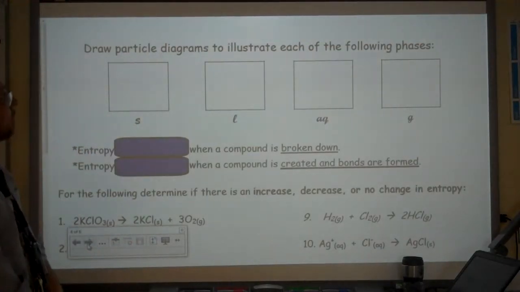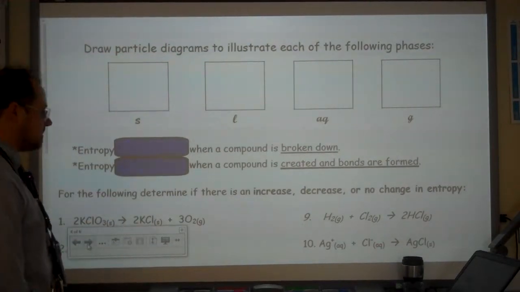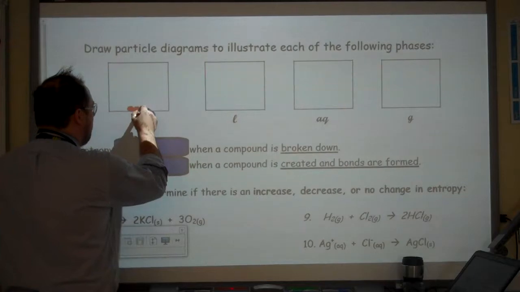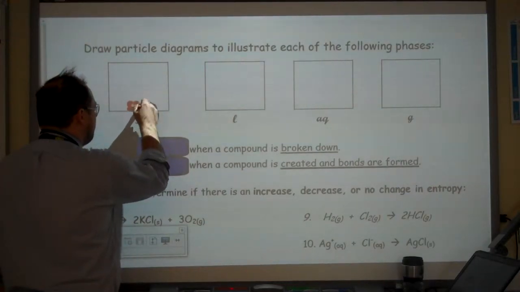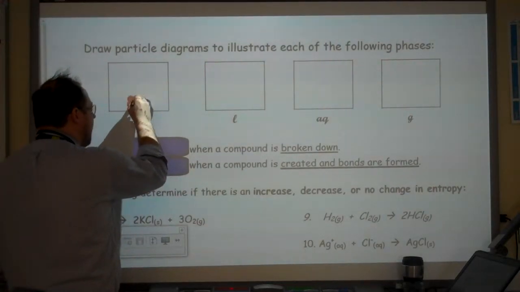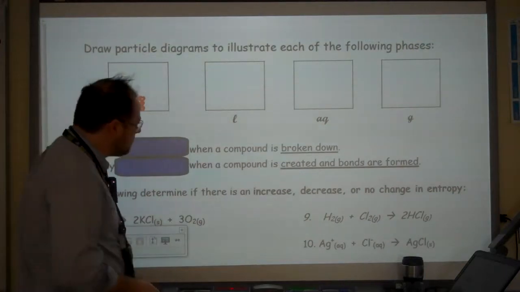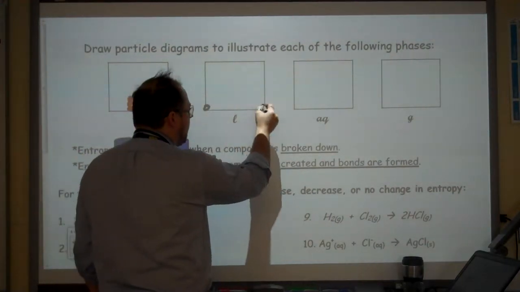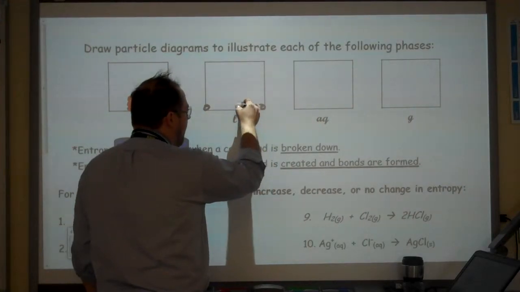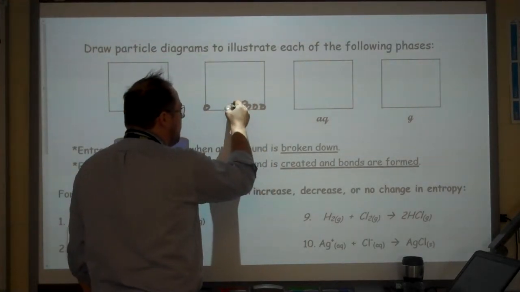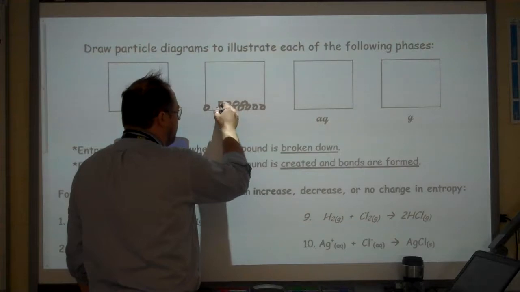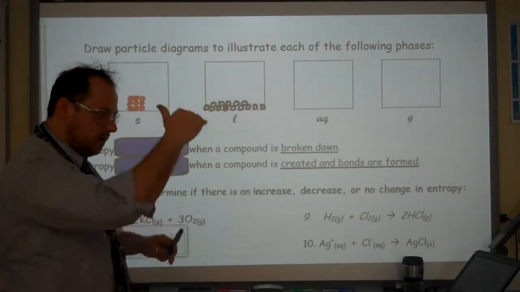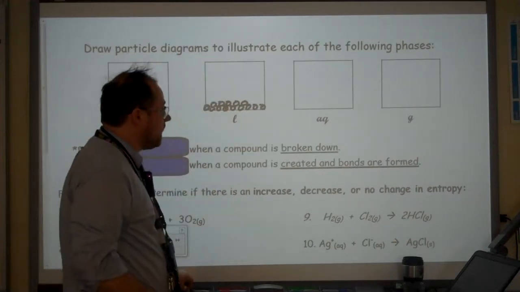Let's check out the next one. Particle diagrams to illustrate each of the following phases. Solid. You know how the deal is. 9 particles in the center, bottom of the beaker, square box shows us that these are highly organized particles. Liquid. We like to make sure that they are touching both sides of the bottom of the container and that they kind of try to fill the shape of the container, but they're not all over the place. They're on the bottom. Liquids fill the bottom, then to the top.